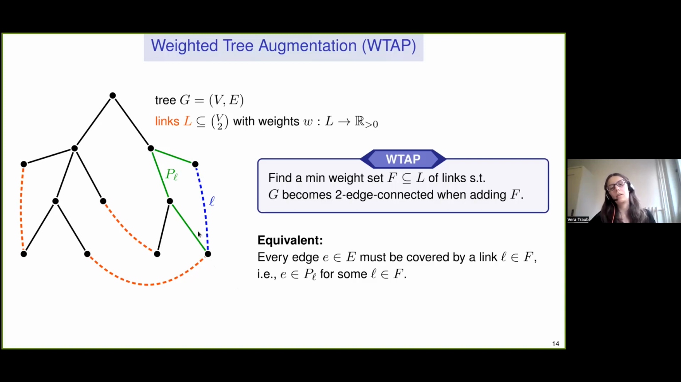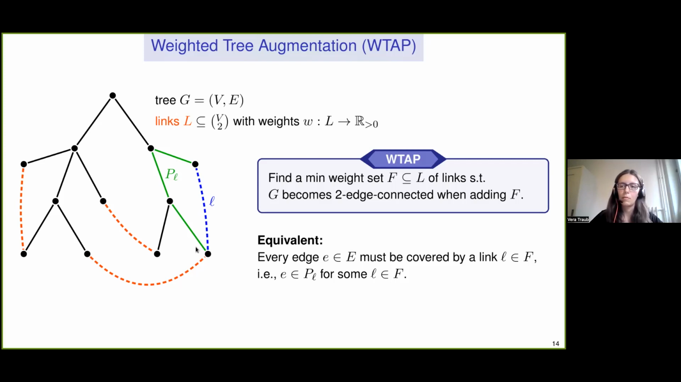The way I do this, I will say a link L, like this blue link L here, covers all the edges on the path P_L between its endpoints, so on this green path here. And if I do this, then I can formulate the weighted tree augmentation problem equivalently as follows. I want to cover all the edges of my tree G by links, where every link covers the edges on the path between its endpoints.